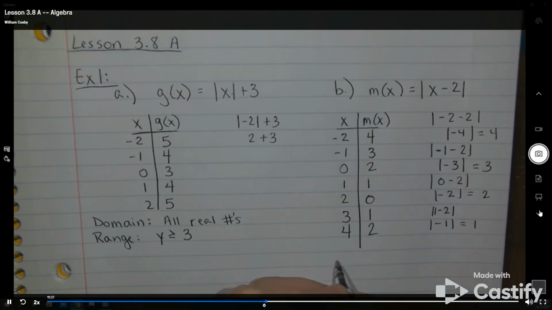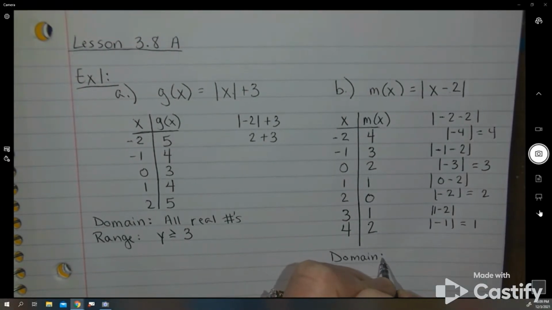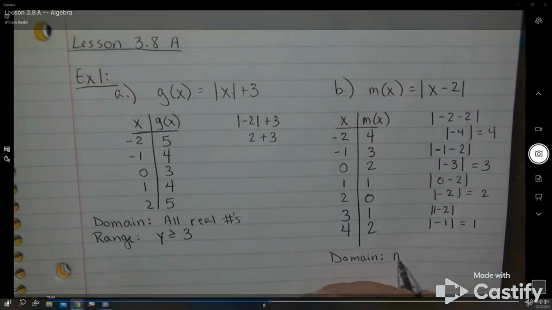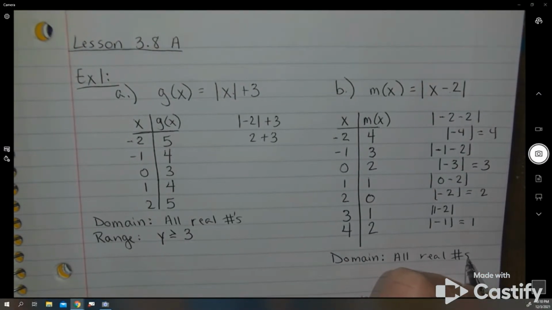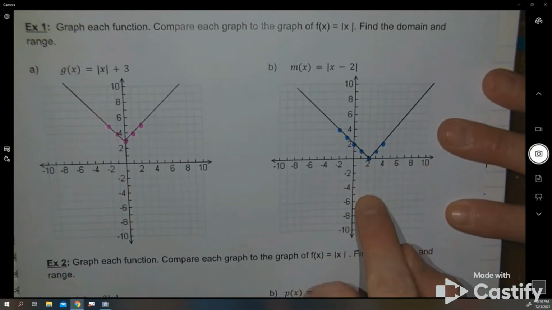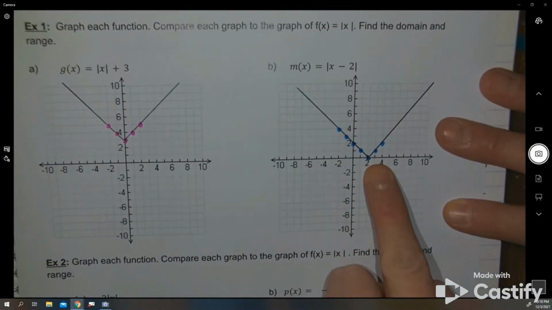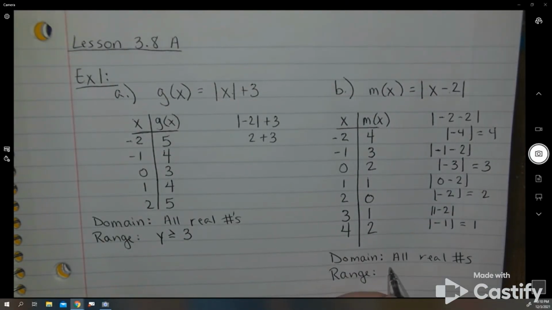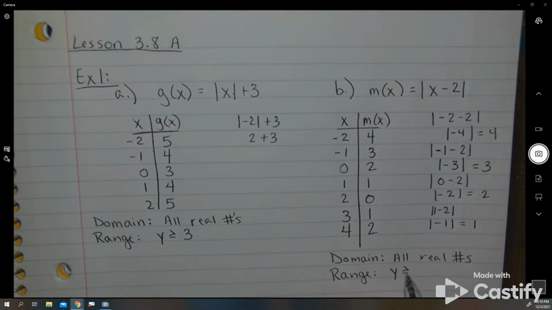So a couple things we want to jot down. Oh, we got to talk about our domain and range. So our domain for this, again, all those x values would be possible. So we have all real numbers. Our range, look at that vertex, what is the lowest point vertically that we have? The lowest point vertically is 0. Even though we've shifted it to the right, it still doesn't go below 0 on the y-axis. So our range is y is greater than or equal to 0.